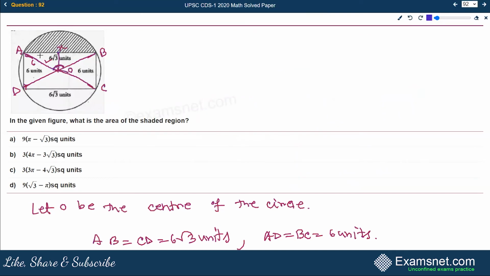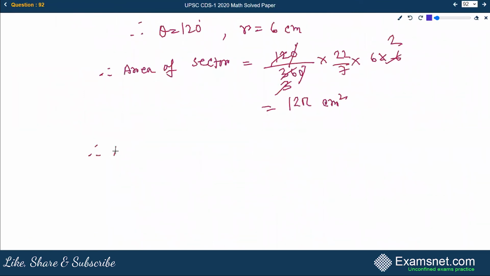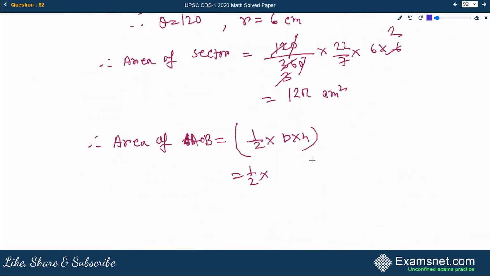Now, we can find the area of this triangle AOB. Okay, let's try to find it. Area of triangle AOB. We know the formula is half into base into height. So here half into base is AB. If AB is the base, OX is the height. So half, AB is 6 root 3, multiplied by 3. That will give us the value 9 root 3 centimeter square.